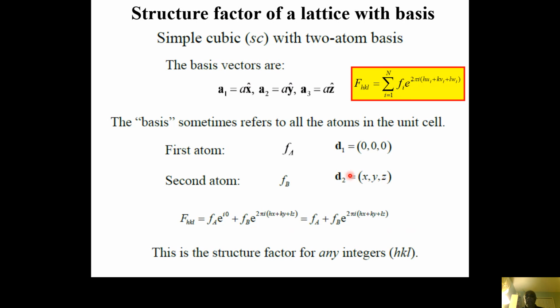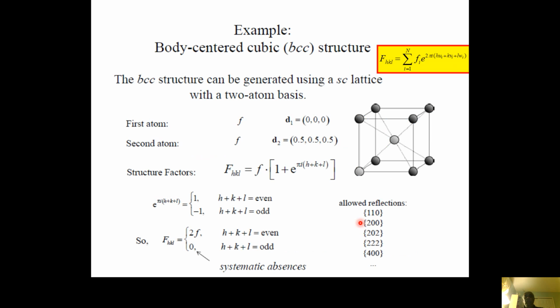For the second atom at this position, you get fb times e to the 2 pi i, where ui is x, vi is y, wi is z. So you can write fa plus fb times this term. This is also true for any integers hkl. Again, you will see this number is always finite, so you will get most of the reflections as diffraction. But it's going to be very different if we have a body-centered structure.